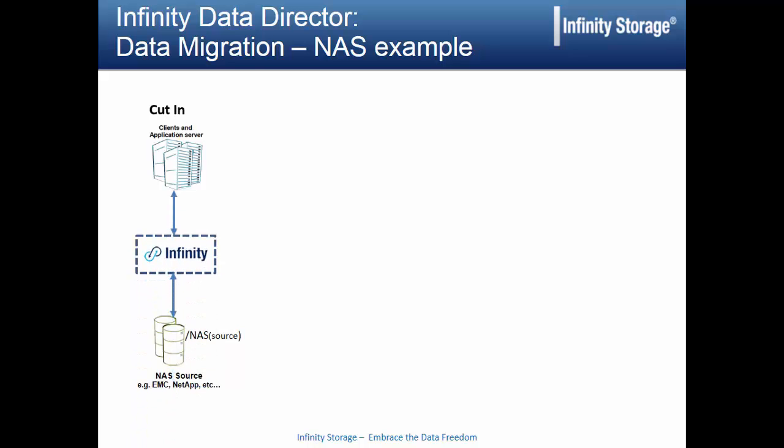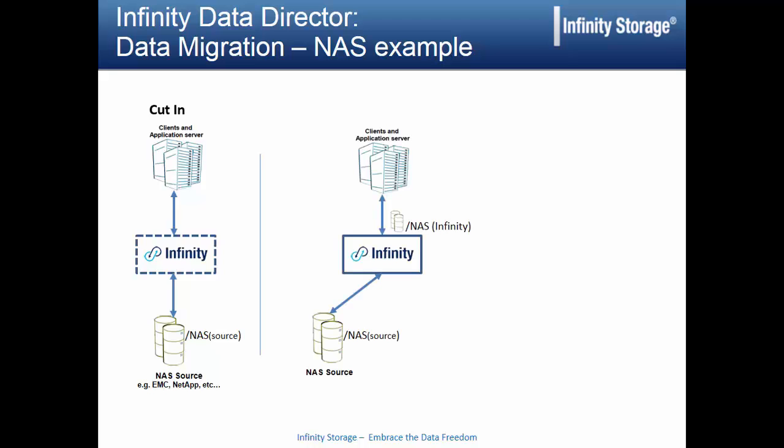Infinity Data Director is installed as a gateway between the clients and the source system. It acts as a client for the NAS source and it indexes all content both transparently and silently. When done, you are ready to present Infinity Data Director as a mount point for your clients. No reboot needed. You are ready to begin the migration. This phase is called Cut-In. Now, Infinity Data Director is the new owner of the data path.